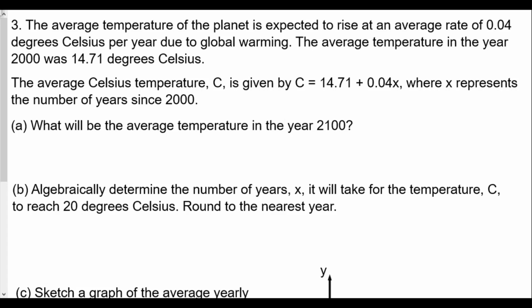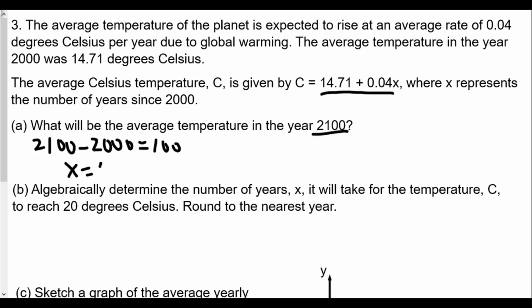2100? So in this problem, we're given what the formula is going to be, what the average temperature would be, given the number of years after 2000. So we establish in this case that x, because here's our formula here, so the year 2100, well, 2100 minus 2000 is going to be 100, and therefore x is equal to 100. So that's how we know what to plug in. We're not plugging in 2100, it's how many years, since x represents the number of years since 2000.